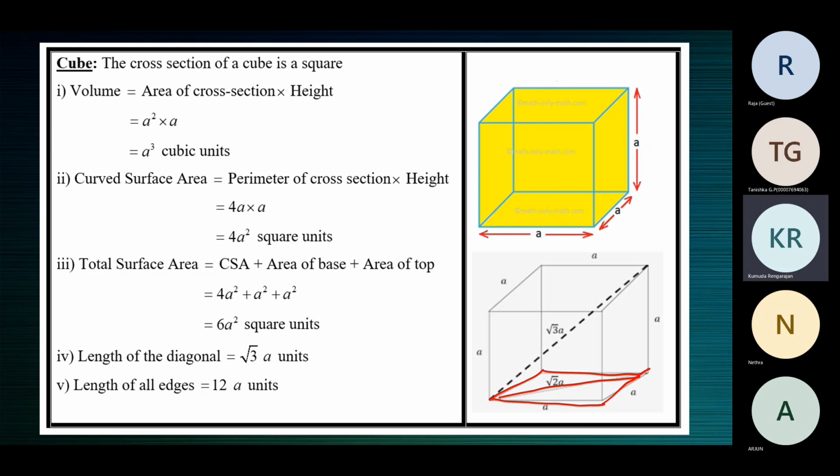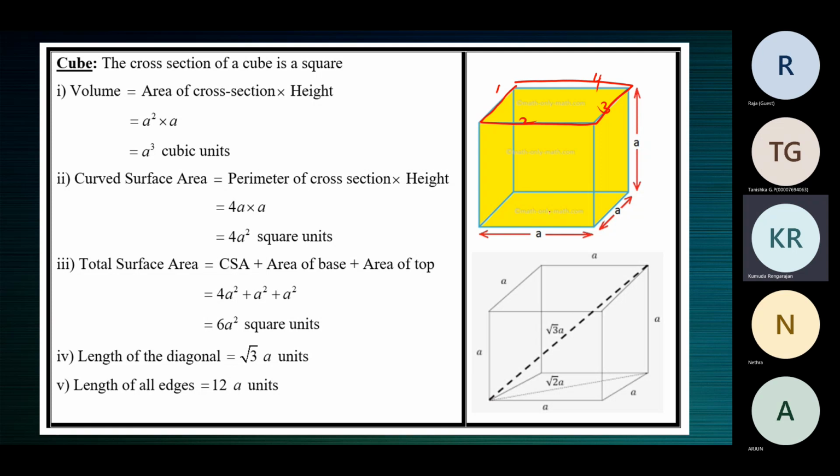Then finally, the length of all the edges. Now a cube has 12 edges. Here, let's count the edges. Let's count the edges on the top: 1, 2, 3, 4.